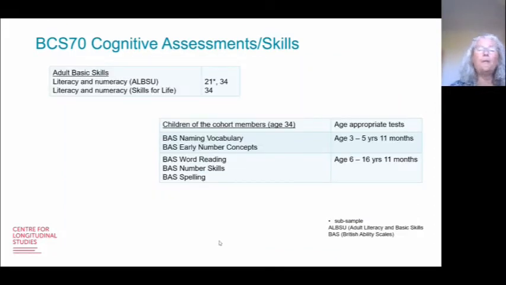So there are other cognitive assessments in the BCS70. As I've mentioned already, a subsample completed literacy and numeracy skills assessments at age 21, and a repeat of some of the same questions at age 34, as well as other questions, were completed. Similar questions have also been asked in the National Child Development Study. When the cohort members were age 34, as I mentioned, there was a parent and child study, and this included the completion of age-appropriate British Ability Scales, specifically on measures of verbal and numerical skills.